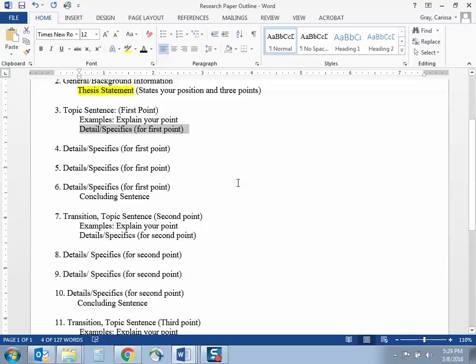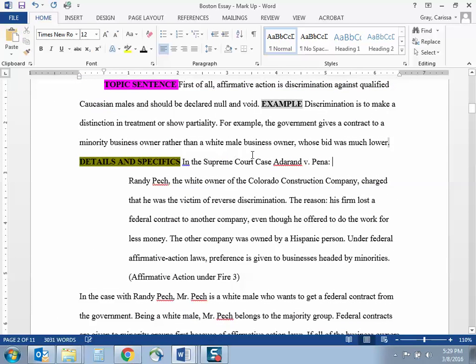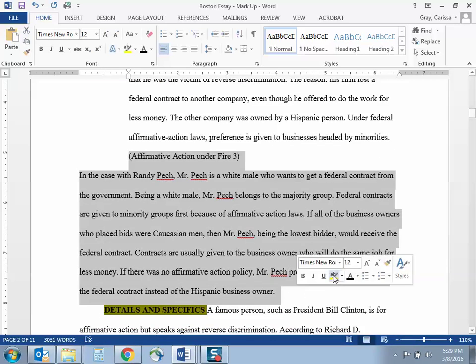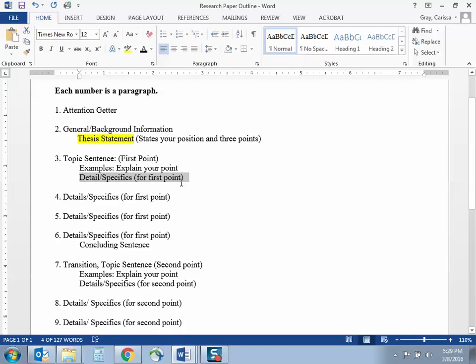When you do a research paper, your details and specifics are real life situations that you have found in your research, real statistics, real facts, and real case studies. So we can't make up the information anymore. Any case study or any situation that you bring into your paper, you need to have found the research to support it. In LaWanna's essay, she has decided to bring in a Supreme Court case. She talks about the Supreme Court case and she discusses it. Boom. That's the end of paragraph 3. Look, paragraph 3, you end your first point.